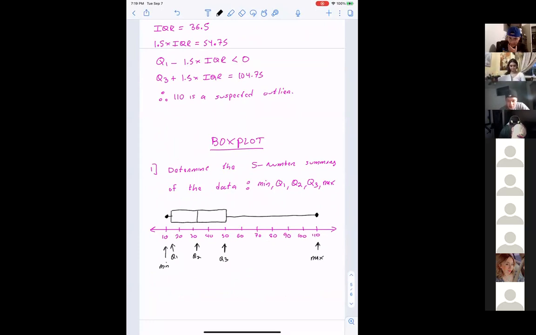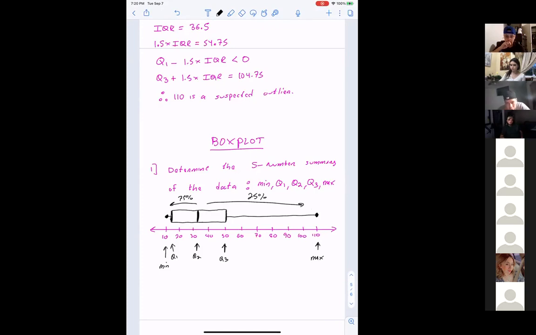Now tell me, roughly, how much data falls in this area here, and how much data falls in this area here? Roughly what percent is to the right of Q2, and what percent is to the left of Q2? 25%? To the right or to the left? Which side? So 25 to the right, and how much to the left? 75? So why would it be 75% on this side and 25% on that side?